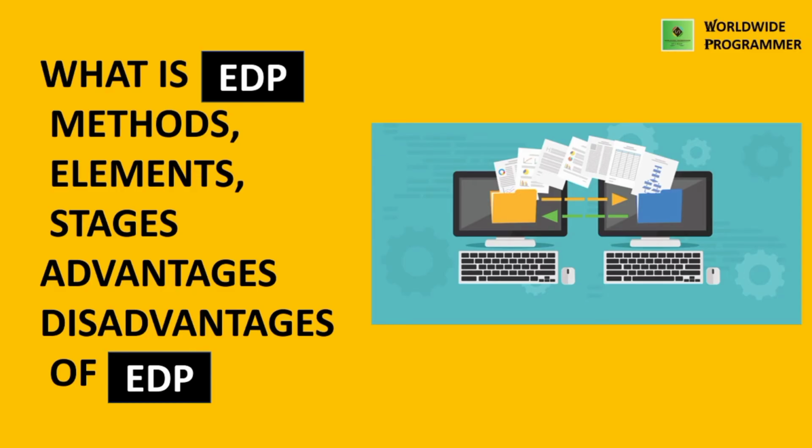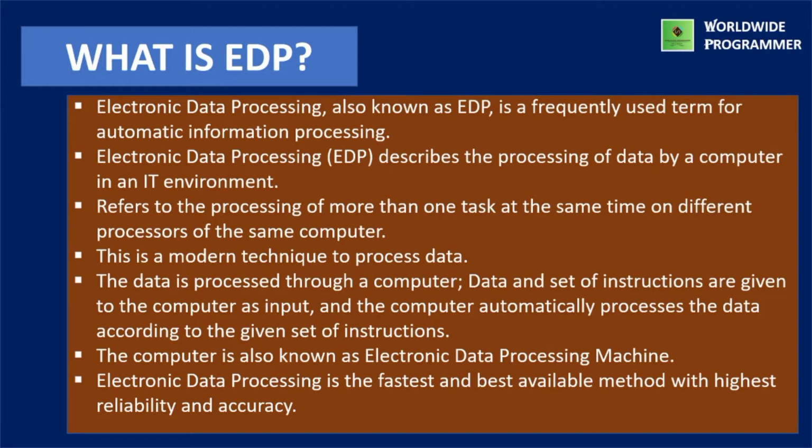In this tutorial, we are discussing what is EDP or Electronic Data Processing, its methods, elements, its stages, and advantages and disadvantages. So, what is EDP? Electronic Data Processing or EDP is the use of electronic computers and data processing machines in organizing, storing and transferring documents from paper format to digital format. Also for measuring the actual progress and feeding the information back to the employees in an efficient time frame.